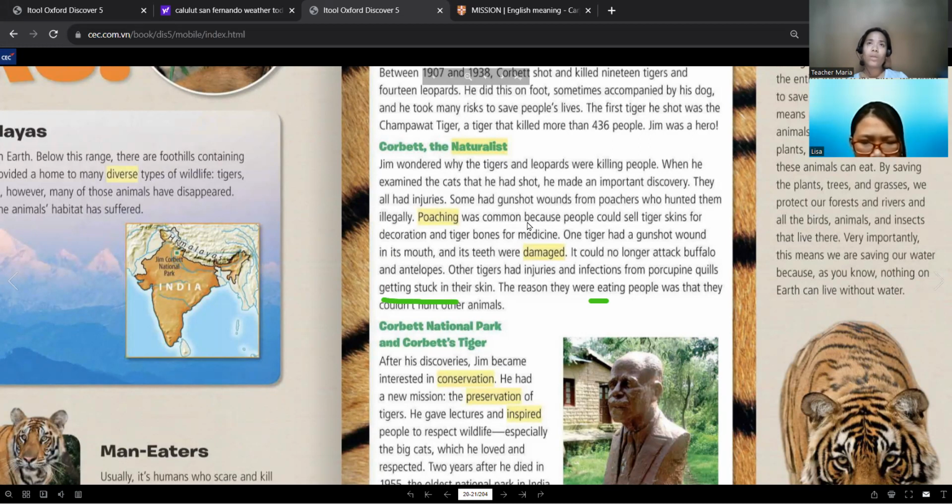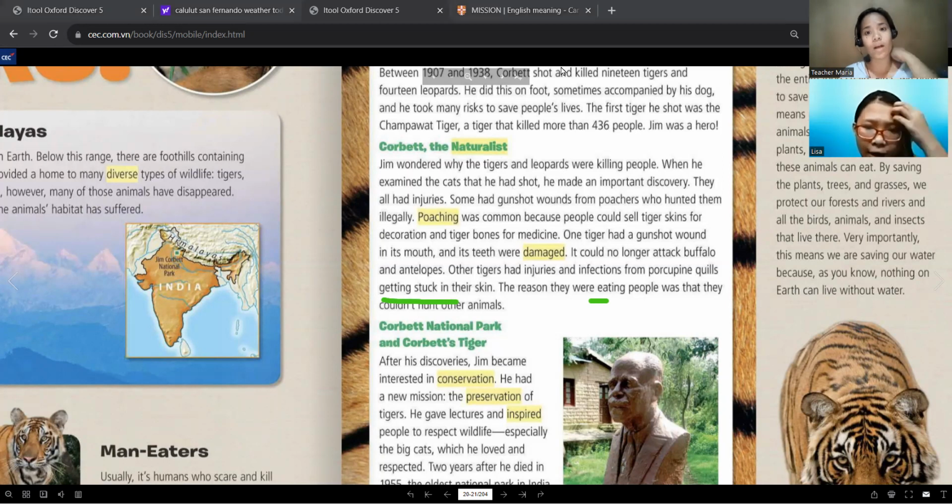What had he seen with the tigers that he killed? What did he see? When he examined the animals, what had he found? He made an important discovery. Yes. They had what? They all had injuries.